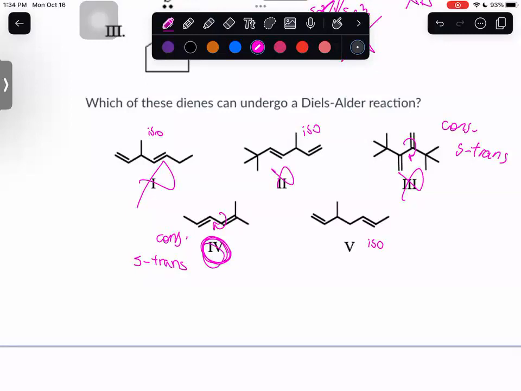It has to be conjugated and it has to be s-cis. And then you always have to think about steric hindrance, because of the fourth and third.